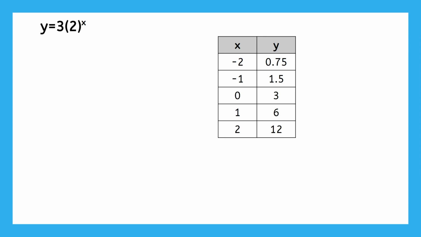Now that we have this table, let's stop to form some connections to what we know from earlier in the unit. This number, 3, is the a value of the exponential function, or our y-intercept. Do you see that on the table? That 3 shows up for y when x is 0 on the table, and as we know, x is always 0 at the y-intercept.